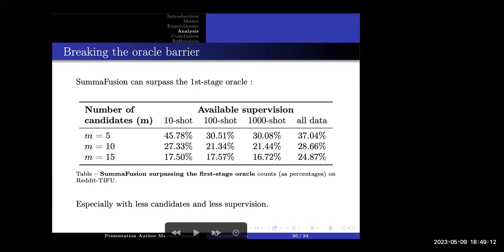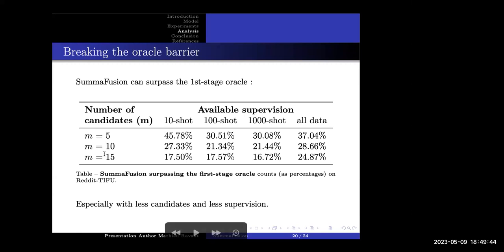We investigate this and vary things across 2 dimensions. On the y-axis is the number of candidates. As we go down, we're increasing the number of candidates. On the x-axis is the available supervision. As we go right, we have more and more supervision. We can see that in all cases, there's a decent fraction of time that we're able to actually surpass that first stage oracle. That's great.